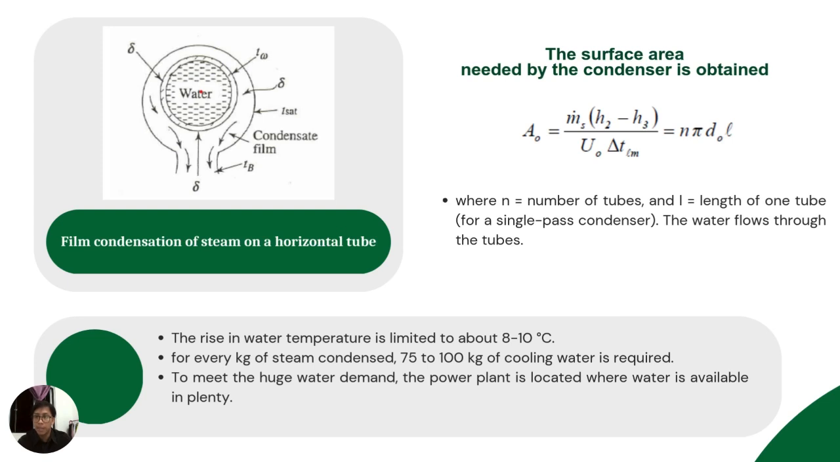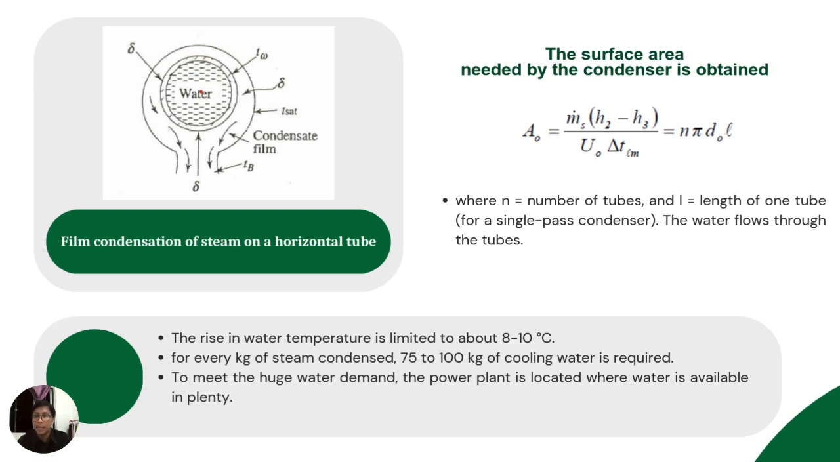So, temperature rise and cooling water requirement. The rise in water temperature within the tube is typically limited to about 8 to 10 degrees Celsius. This means a significant amount of cooling water is required to condense a given amount of steam. For every kilogram of steam condensed, 75 to 100 kilograms of cooling water might be needed. This highlights the substantial water demand of power plants.